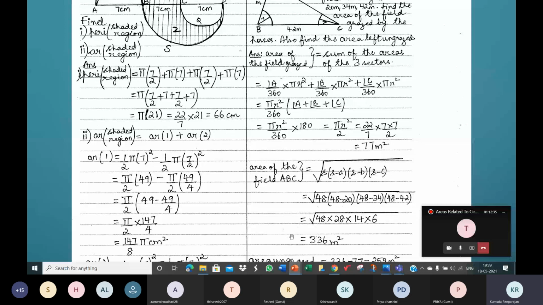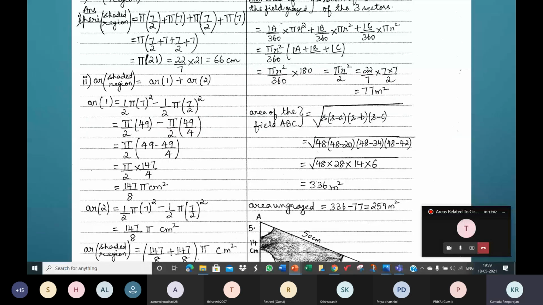Now 6 eights. There's an 8 here, and from this we have a 2. 8 and 2 is 16. Square root of 16 is 4. So like that you can bring 14 and 6 outside, and then we have root 16, which is 4. The product is 336 meters square, by Heron's formula. So the area ungrazed is equal to 336 minus 77, which is 259.